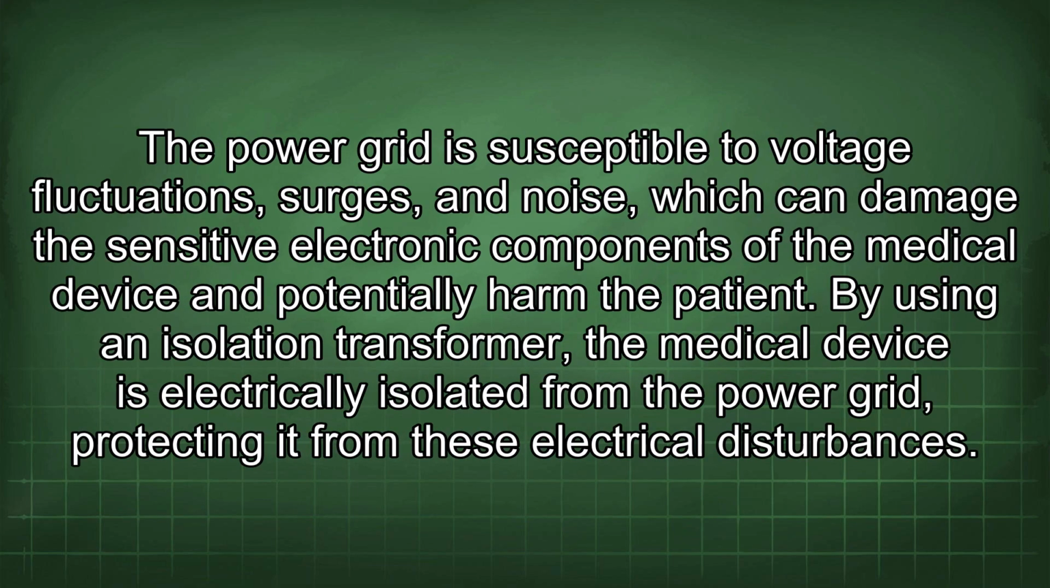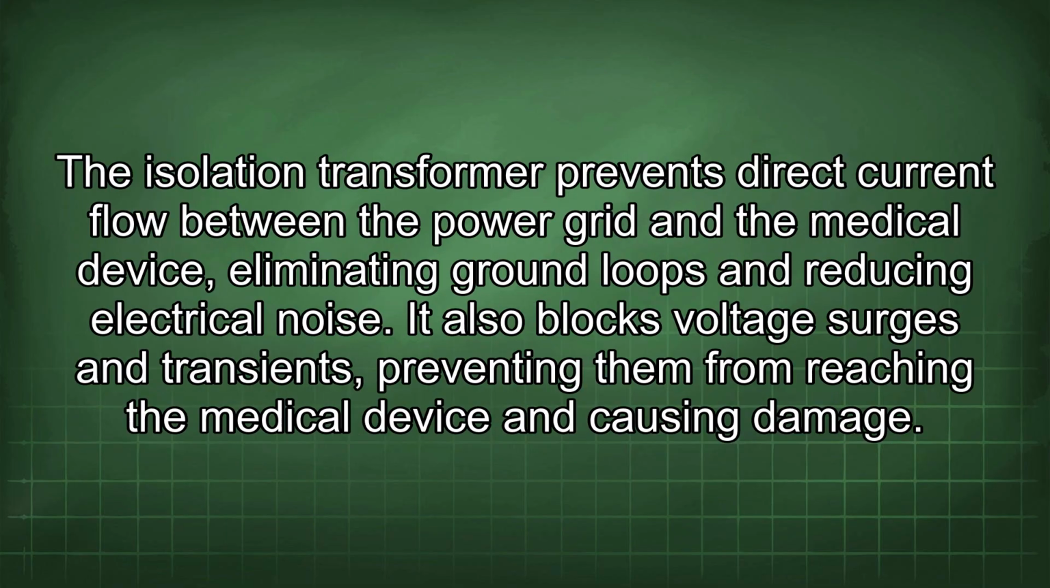The power grid is susceptible to voltage fluctuations, surges, and noise, which can damage the sensitive electronic components of the medical device and potentially harm the patient. By using an isolation transformer, the medical device is electrically isolated from the power grid, protecting it from these electrical disturbances. The isolation transformer prevents direct current flow between the power grid and the medical device, eliminating ground loops and reducing electrical noise. It also blocks voltage surges and transients, preventing them from reaching the medical device and causing damage.